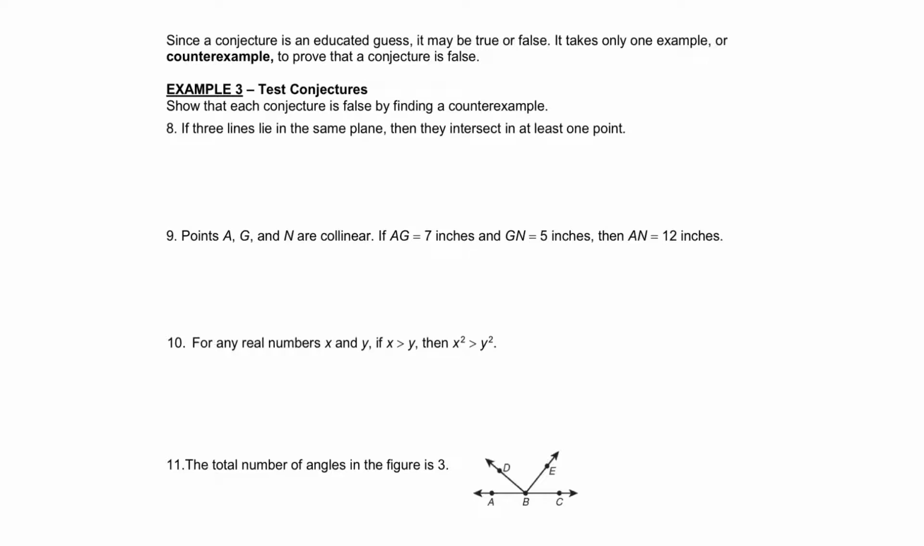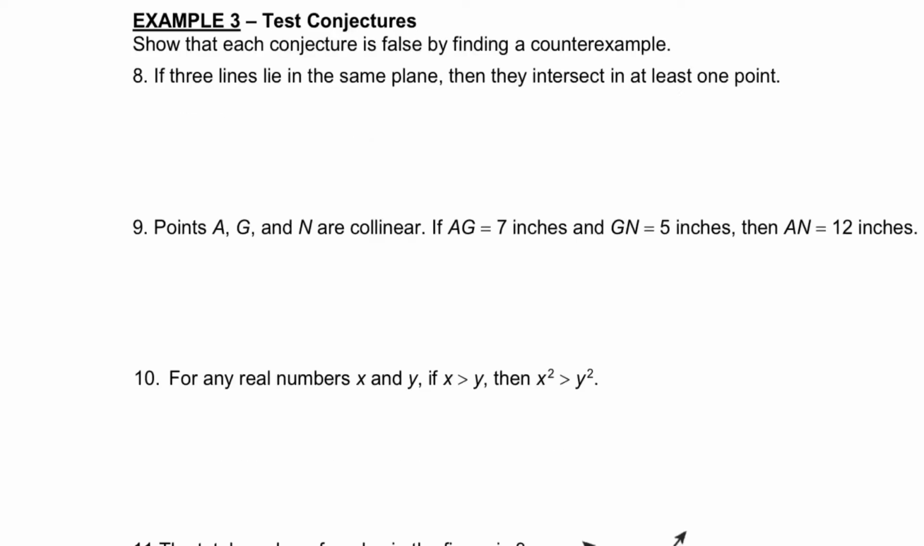So let's take a look at number 8. Before I go on with number 8, in example 3, I'd like you to note that all of the problems for example 3, that's number 8, 9, 10, 11, and 12, all of these conjectures are false. All right, they're telling you that they're false. So we need to find one example, our counterexample, that proves the conjectures are false.